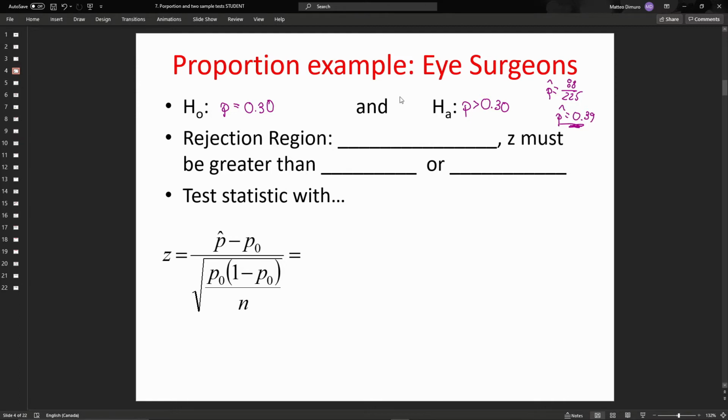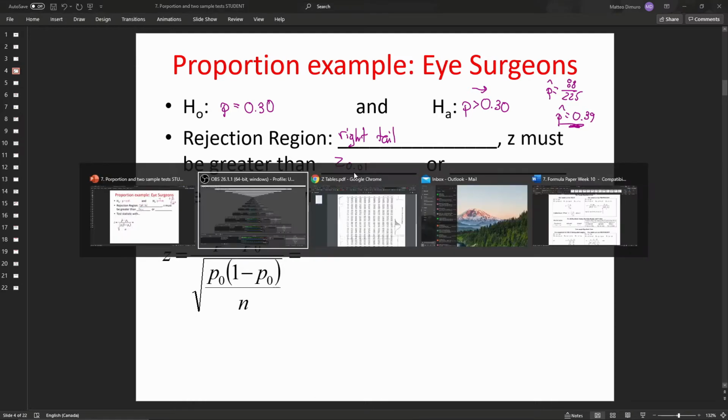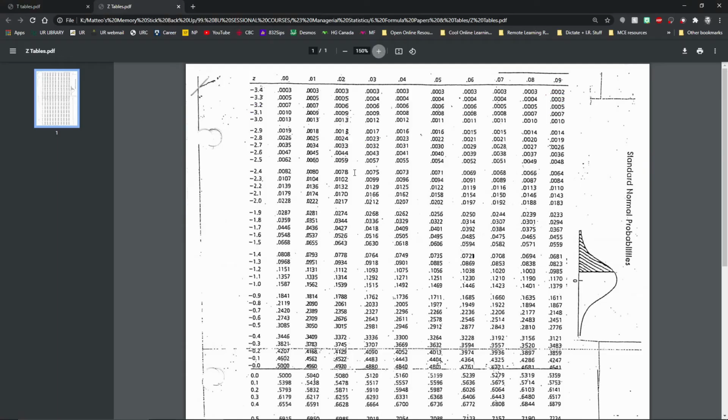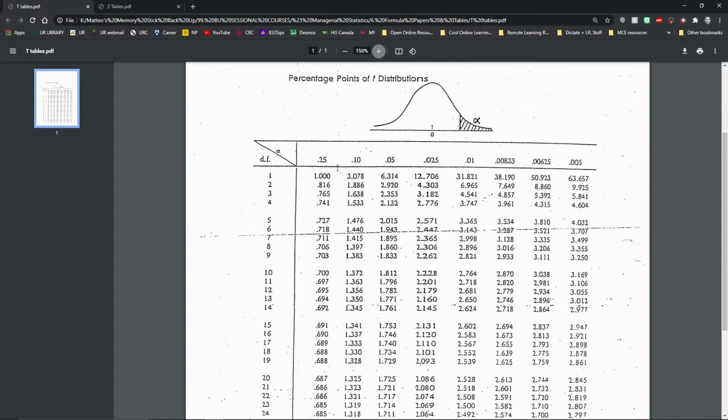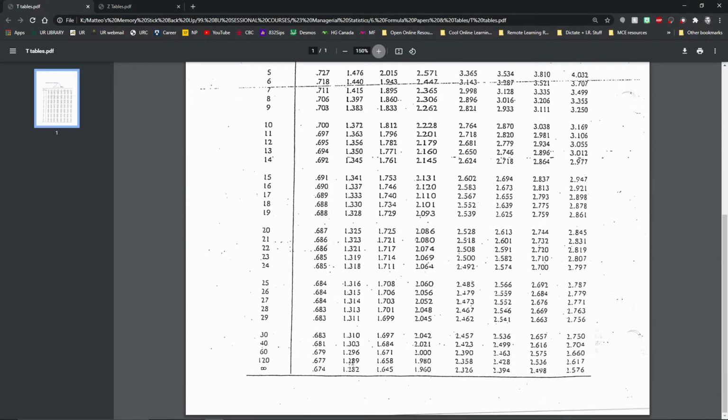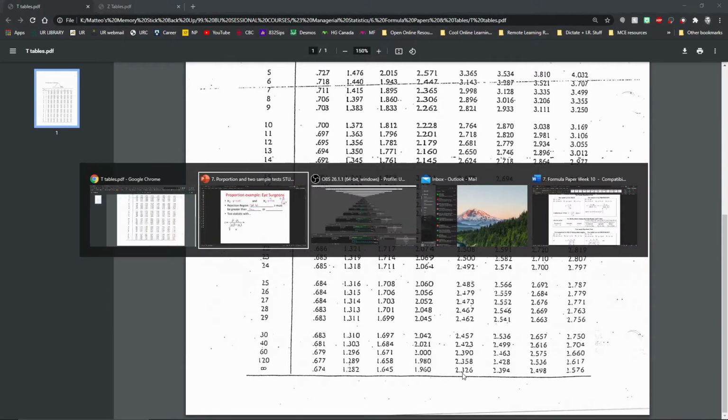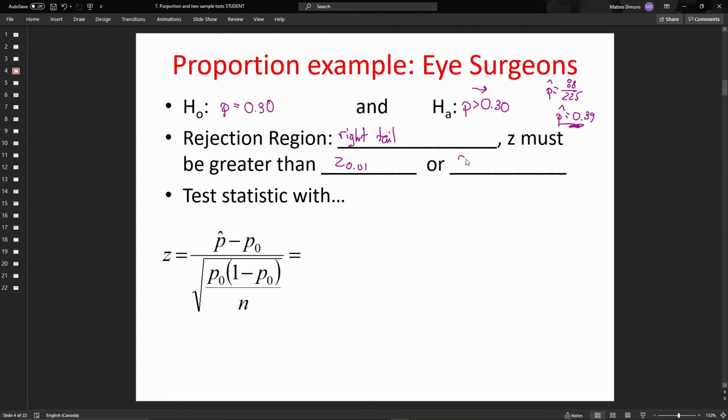Now, as far as the rejection region, well, it's pointing in that direction. So this is a right tail test, right? So right tail. And it is at the 1% level. So we're going to be looking for Z alpha of 0.01, and then we can go ahead and figure that out. I recommend using the t-table. Here it is. So Z table, T-table, right? Go down all the way to degrees of freedom infinity. Find 0.01, 2.326. Wunderbar.